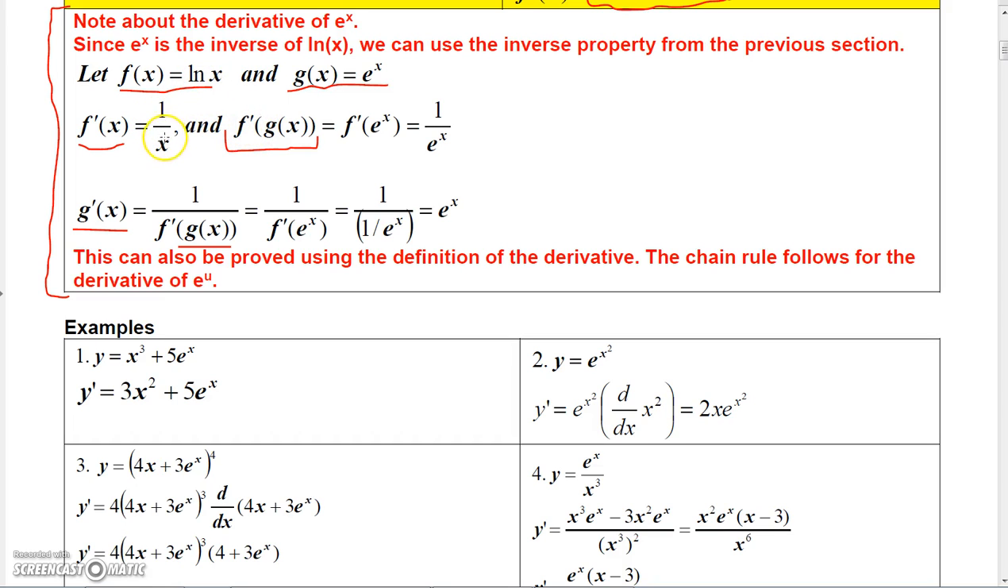And if we take this derivative and evaluate it at g of x, that would give me 1 over e to the x. So if you go back and look for that formula for the derivative of an inverse, it's 1 over the derivative of the original function evaluated at the function. So that would be 1 over f prime of e to the x, and f prime of e to the x is actually 1 over e to the x. So it's 1 over 1 over e to the x, which is just e to the x. So there's one way to show that the derivative of e to the x is e to the x. You can also show it using the definition of the derivative.